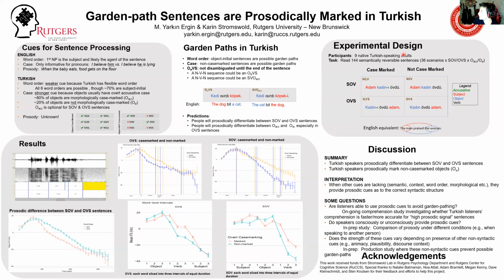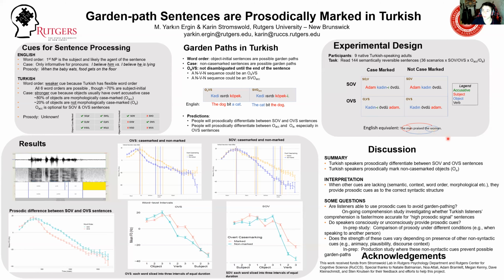So to test this, we came up with 144 semantically reversible sentences. And by semantically reversible, what I mean is that all the sentences had 2 nouns and a verb. All sentences were 3 words long, and all of the nouns were reversible in that they were both, at face value at least, equally likely to be the subject or the object of that verb. For example, the example I use here, the man praised the woman. It could have equally been the woman praised the man.